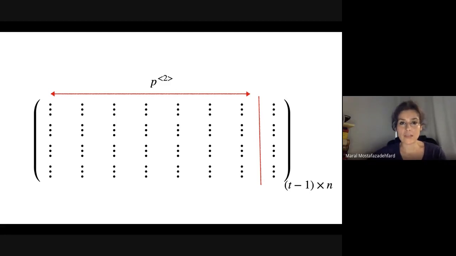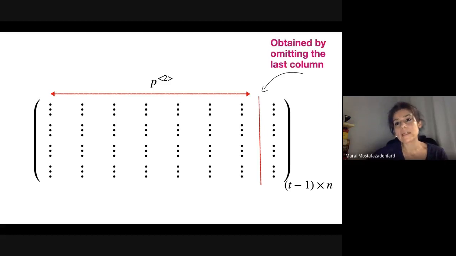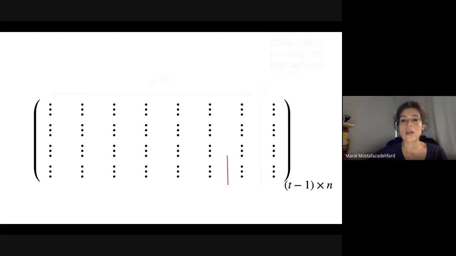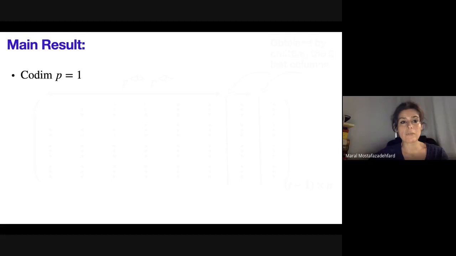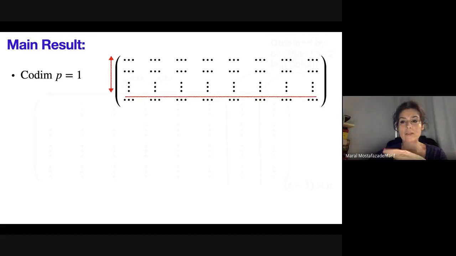And I will explain why I am saying fake power. It is just a symbol. It is obtained by omitting the last column. And if you go on in the same way, we omit the last two columns and we call it P, fake power 3. So we are going to show that the codimension of P is 1. If you remember, this one is the ideal P defined by the minors of the submatrix of the Hankel matrix.